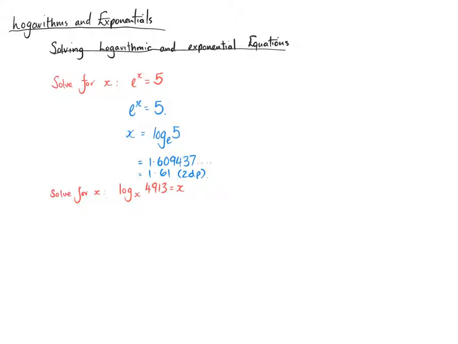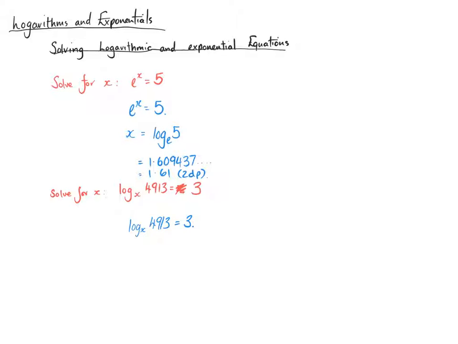Right. So, for question 2, I have in fact copied this down wrong. It should be equals 3. That's not a problem. So we're going to get log to the base x of 4,913 equals 3. Right, so when we're doing this, our base becomes our base.